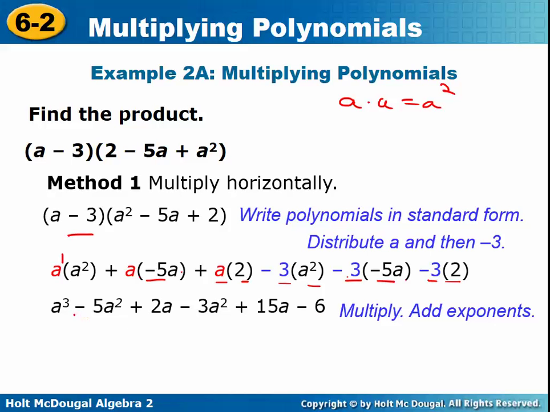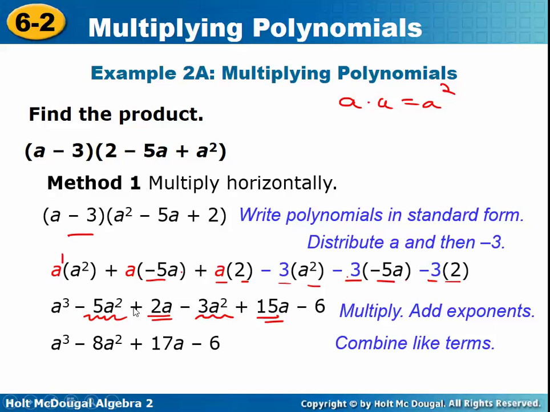Then the last step is just to look and see if there's any like terms. I see this is a squared and this is a squared. Also, this is an a and this is an a. So there are some like terms here that we can combine. So negative 5a squared minus 3a squared is negative 8a squared. Just combine the coefficients in front. And then 2a plus 15a is 17a. And then we just drop down the a cubed, and the minus 6 just gets written at the end. This then is our final answer for this problem.